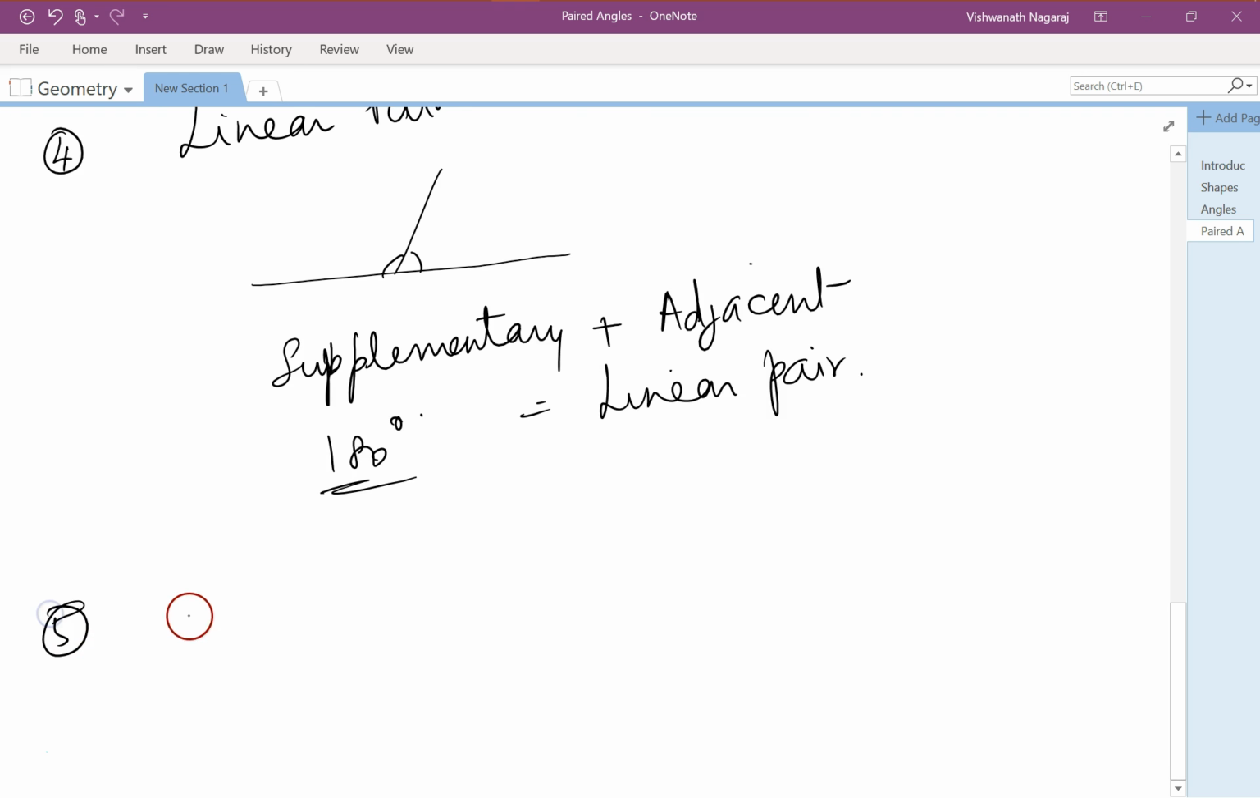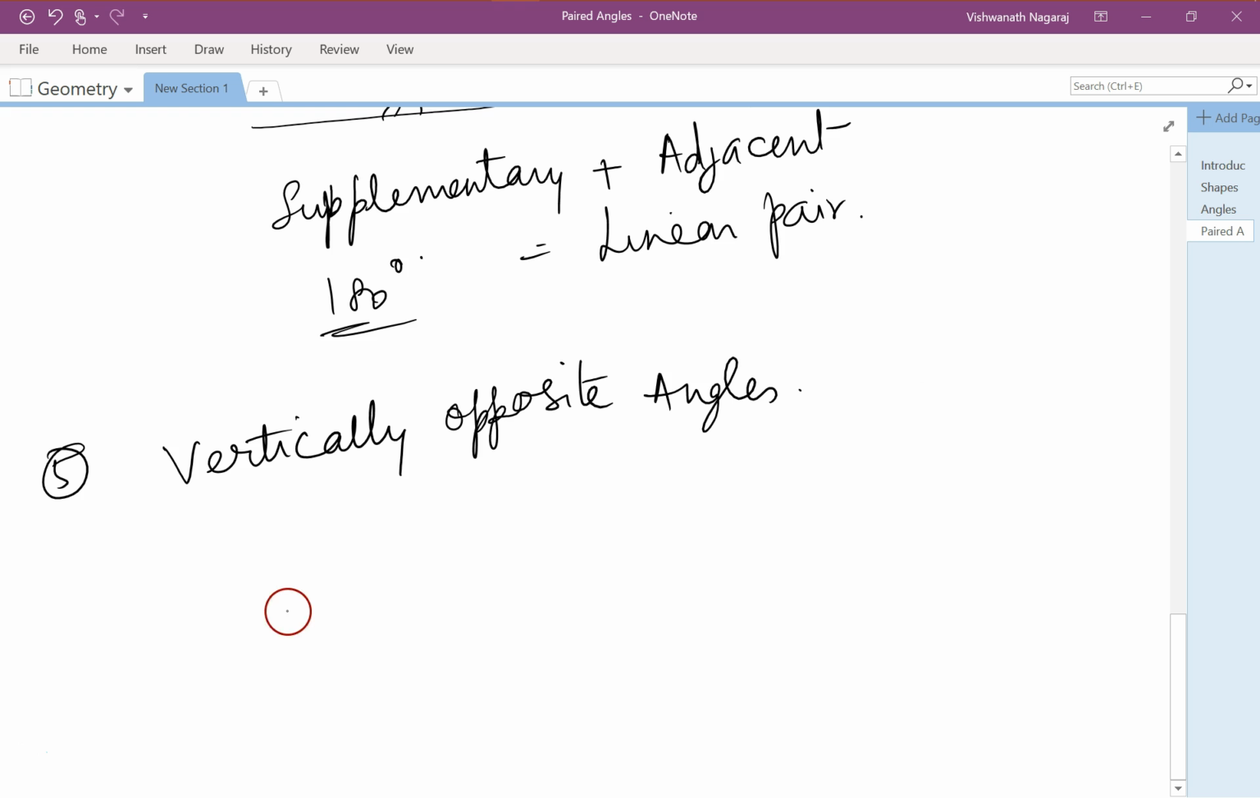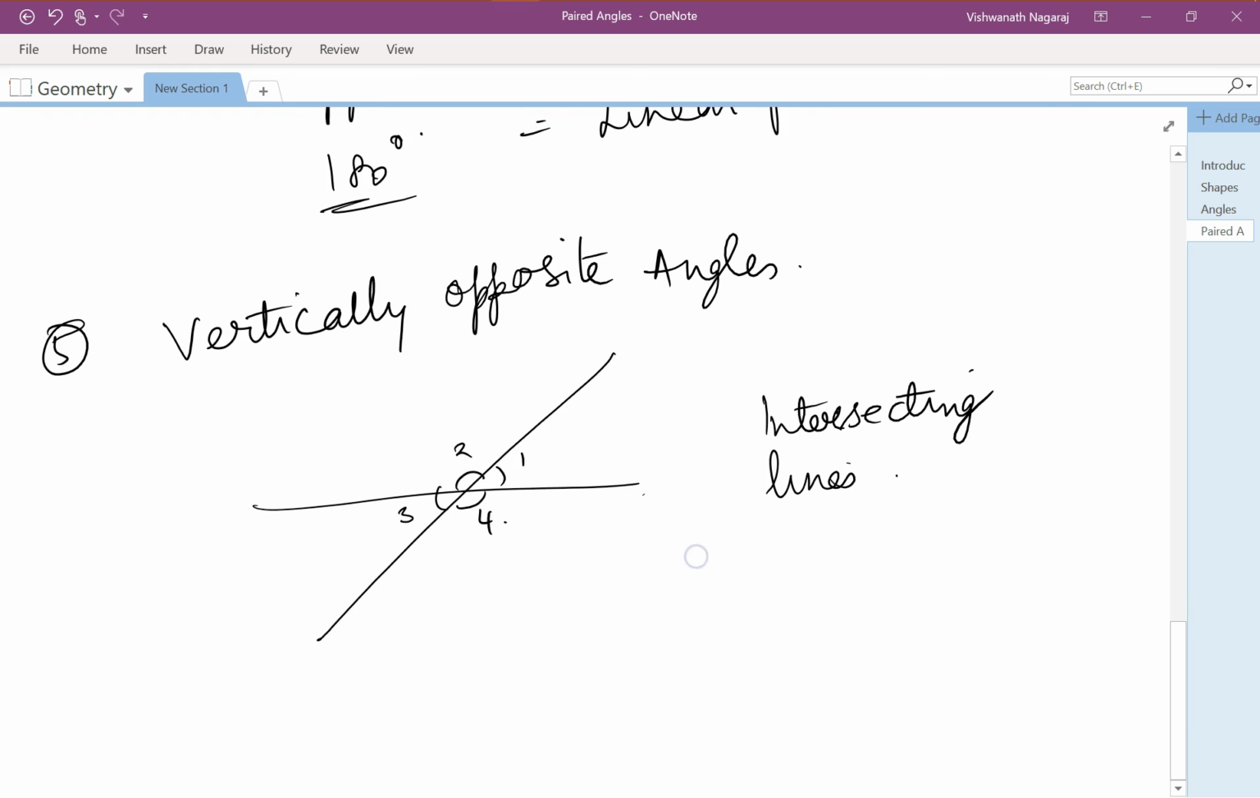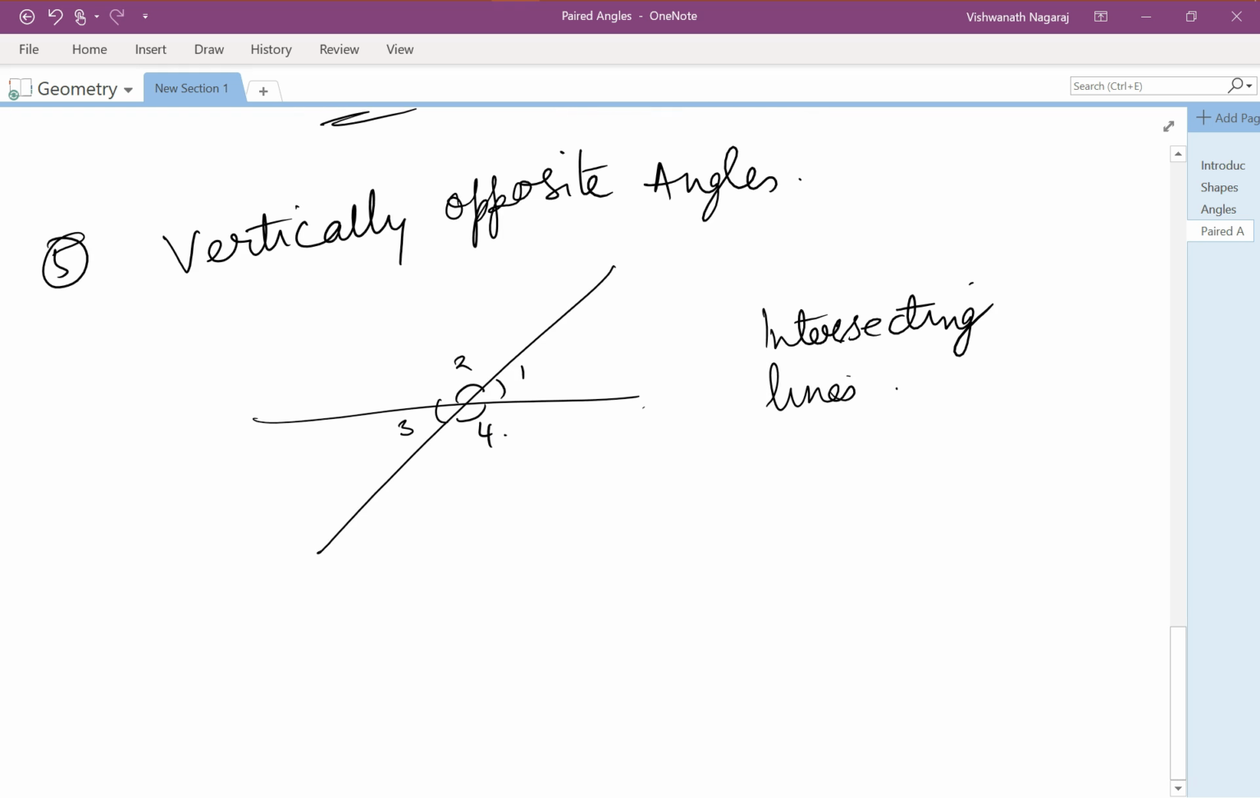Okay, let's look at vertically opposite angles. Now, if you have two lines which intersect each other, so you have intersecting lines. So here you will always have 1, 2, 3, 4 angles when you have intersecting lines. Now angle 1 plus angle 2 is equal to what? 180 degree. Why? Because they are linear pair.